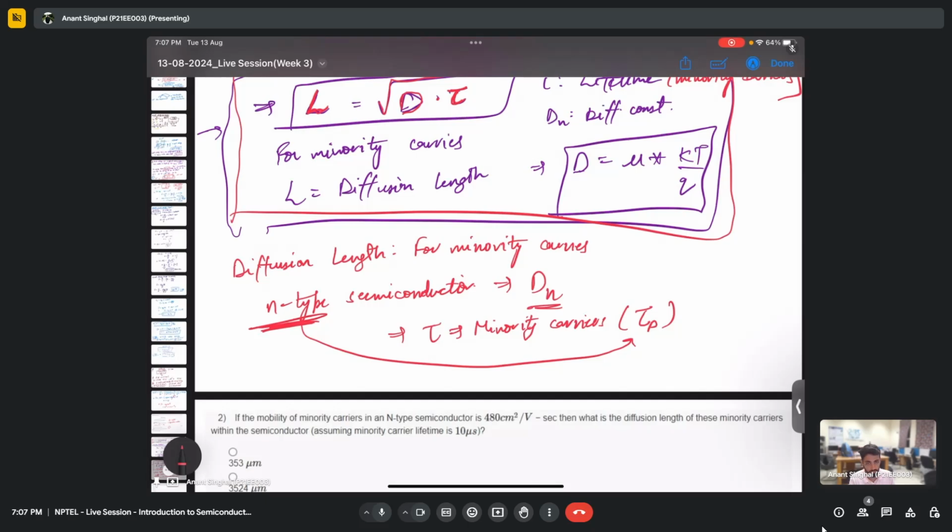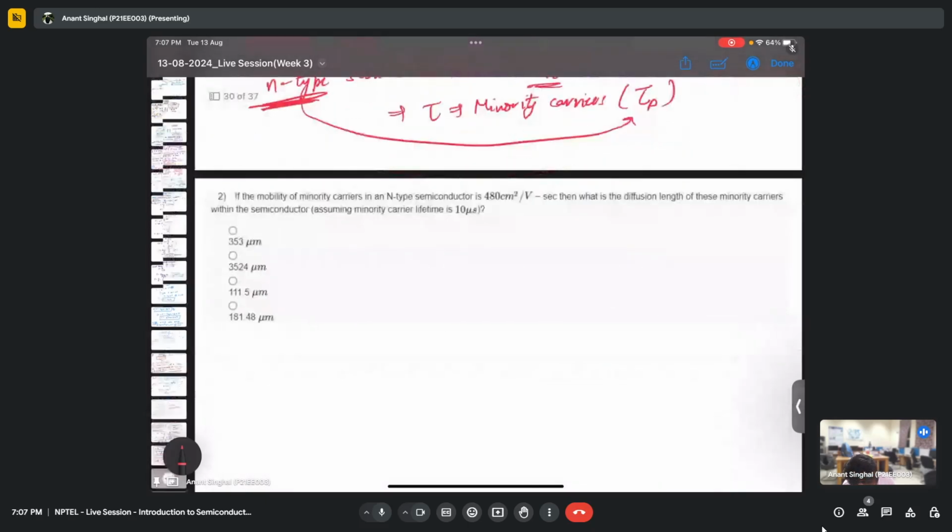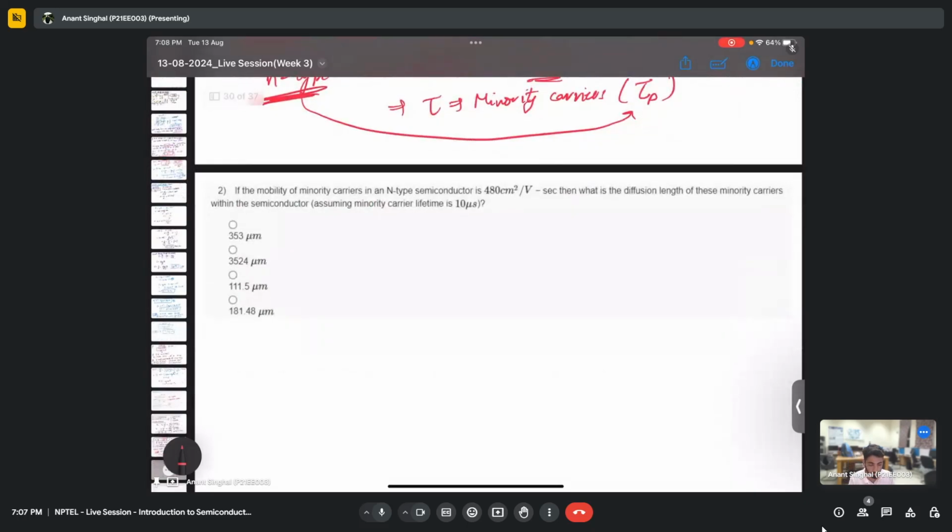Audible, sir. Okay, so if it is clear, then you can solve this question. This is very easy. It is just formula based. It says the mobility of the minority carriers, already given for an n-type semiconductor, is mu p. Because of n-type, the minority carriers will be holes. What is the diffusion length is the question, assuming the minority carrier lifetime is given as 10 microseconds.